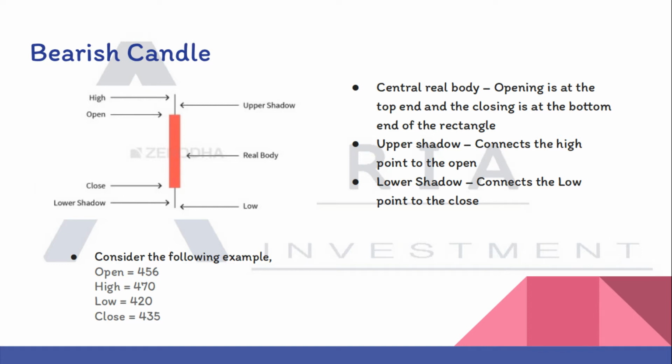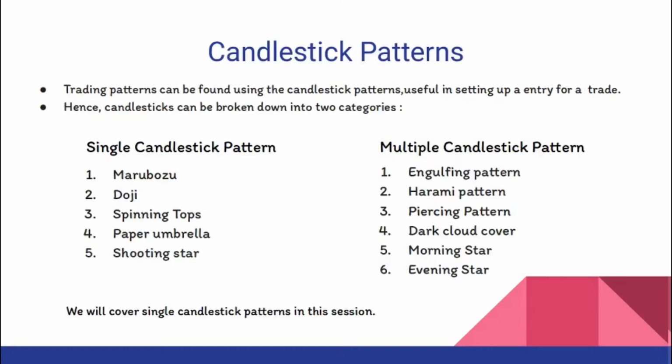Consider an example. The opening session starts at 456 and the low price is 420. We can see that there is a bearish trend in the session. The high and the low are differentiated with the real body connecting both the open and the close. Let us learn more about various candlestick patterns.